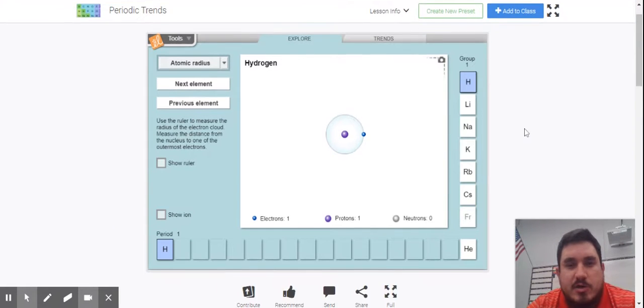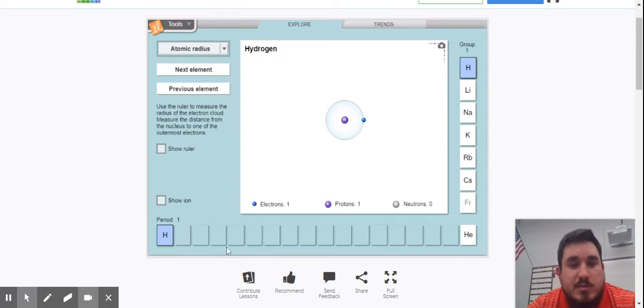But then when you launch the gizmo here, you have some groups, and you have some columns, some periods here that you can hit and do some experiments on. And so the very first thing we're going to do is atomic radius.